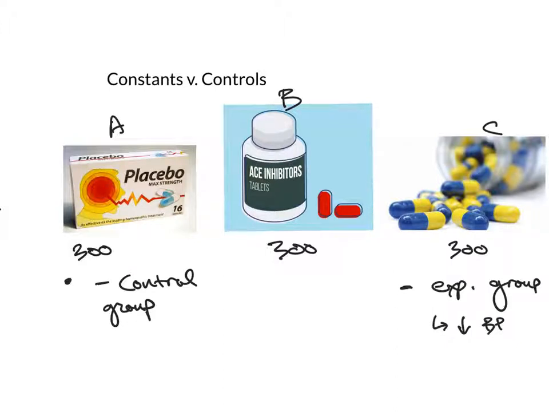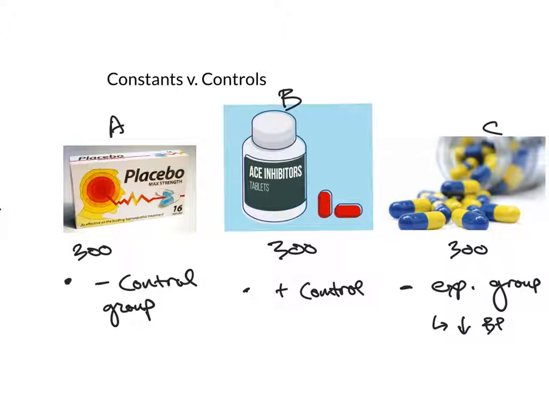Now I'm going to go back to group B, and group B is a group that you give an ACE inhibitor to. So this drug already exists, and we know for a fact that over time it is able to lower blood pressure. So we'll call this a control group. But one pharmaceutical company might say, the side effects of ACE inhibitors are not very desirable, and we think that our experimental drug can produce the same impact with fewer side effects. So in this case, you have two control groups and an experimental group.